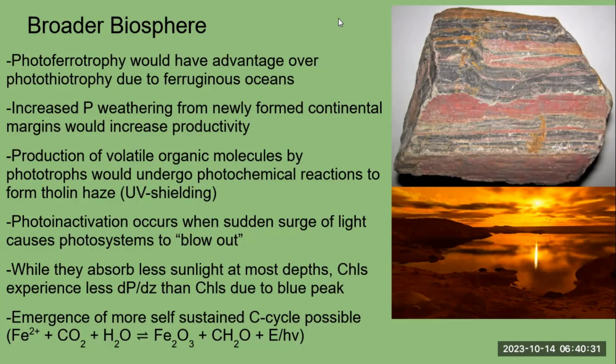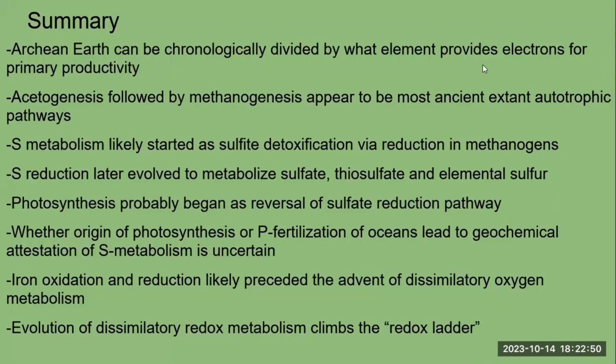The photooxidation of iron in the water column and its reduction and replenishment in the sediment would have led to a more self-sustained carbon cycle in the ancient biosphere. In summary, the Archean Earth can be chronologically divided into different eras by which element was the main electron donor in primary productivity, with a hydrogen, sulfur, iron, and then an oxygen age during the Great Oxygenation event.